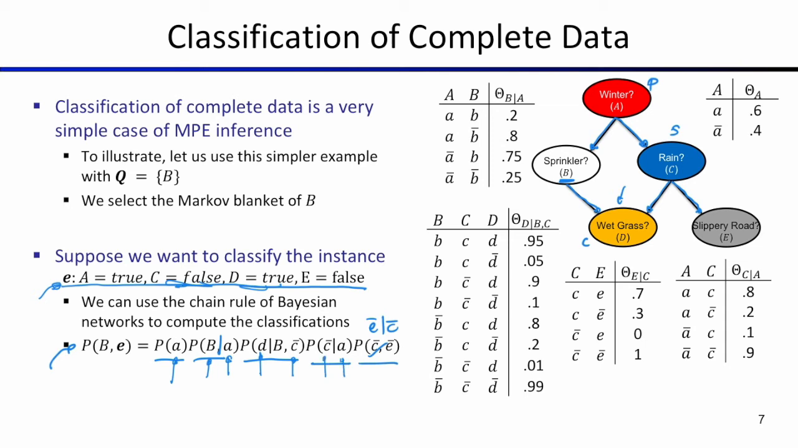And here is going to be the probability of not E. So E is actually, correct, false, given not C. All right, so we have everything and we need to compute that. So let's take a look at the next slide.